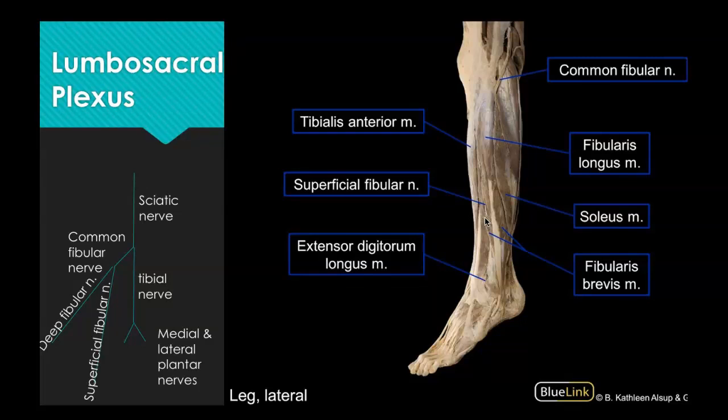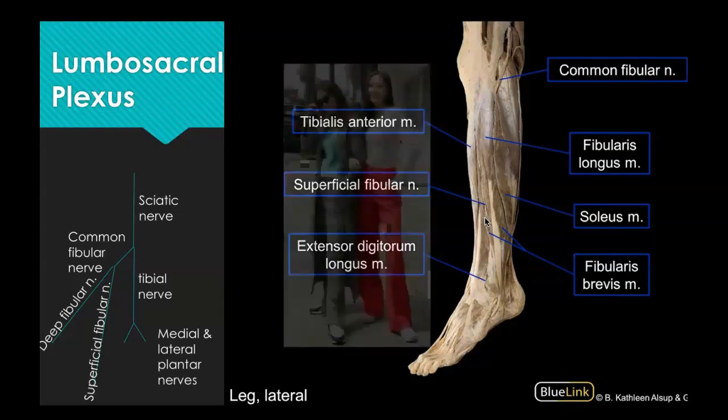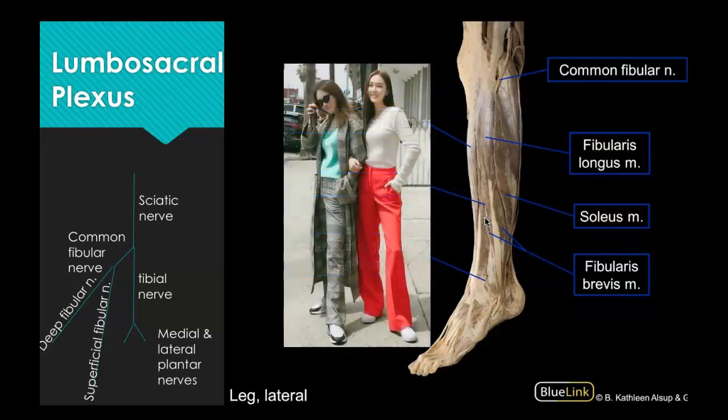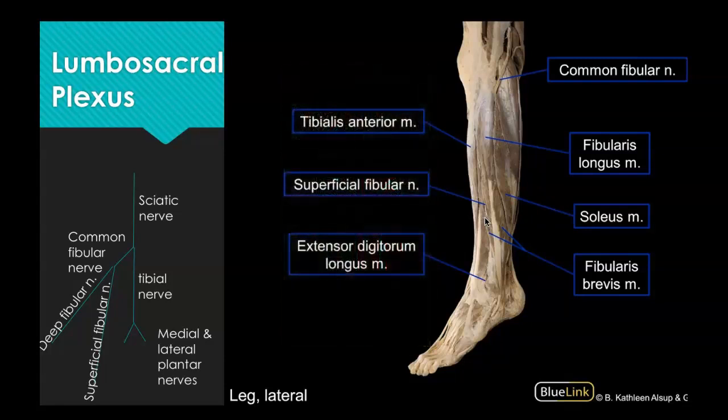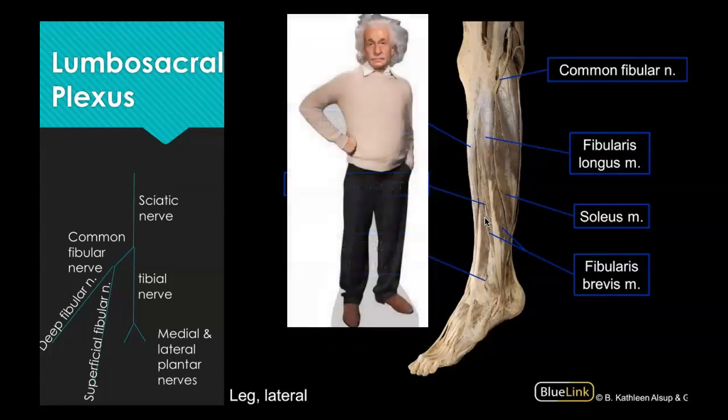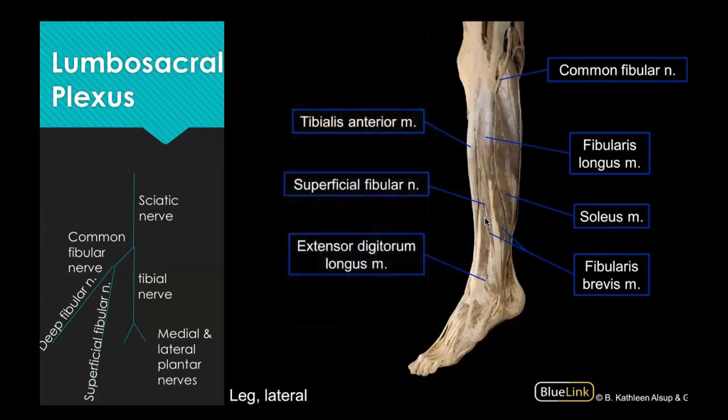And the way I always remember this is by thinking of how superficial people stand. And that's usually with their legs laterally. So this helps me remember superficial fibular nerve supplies lateral leg. People who are deep thinkers stand with their feet together, pointed anteriorly. And so I think deep fibular nerve supplies the anterior compartment of the leg.